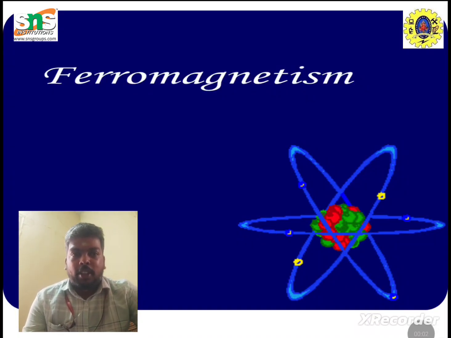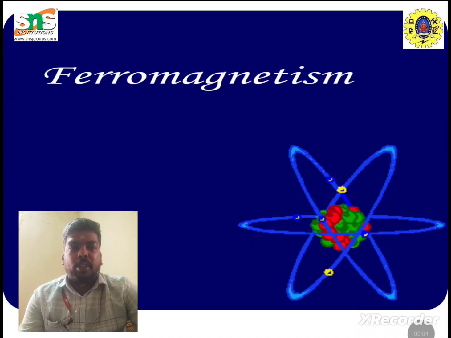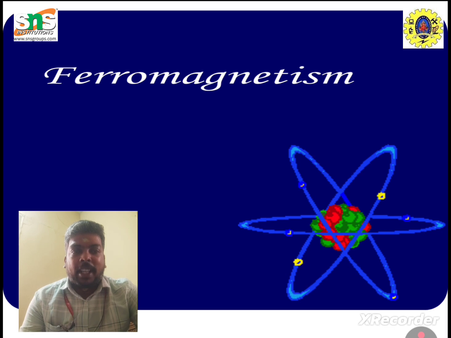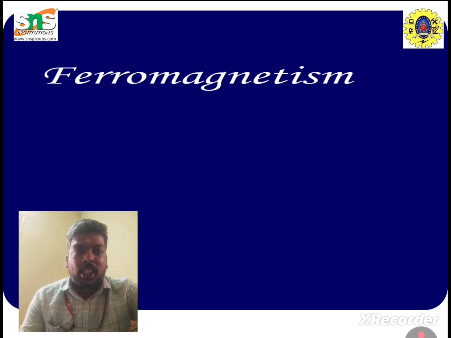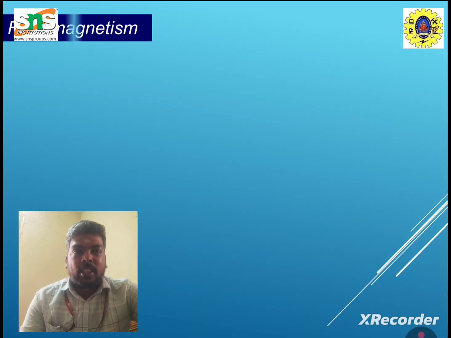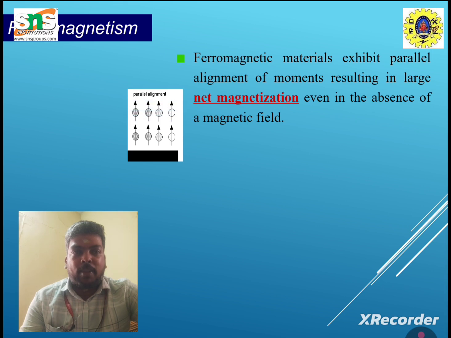Hello everyone. Today we are going to see a topic on some special topics on magnetic materials. One of the special topics of magnetic materials is called ferromagnetism. How does ferromagnetism occur in these materials? So now I am going to explain some of the basic concepts of ferromagnetic material.